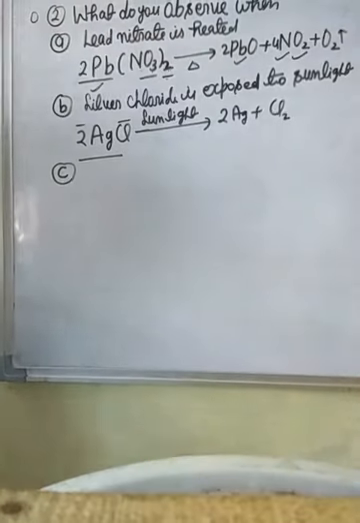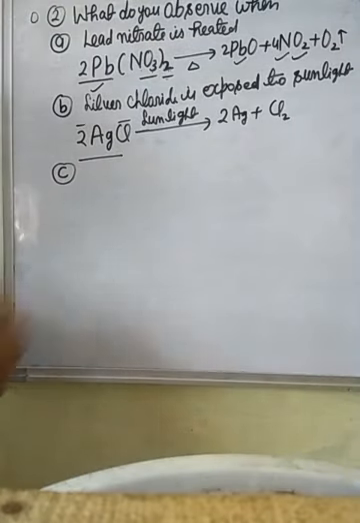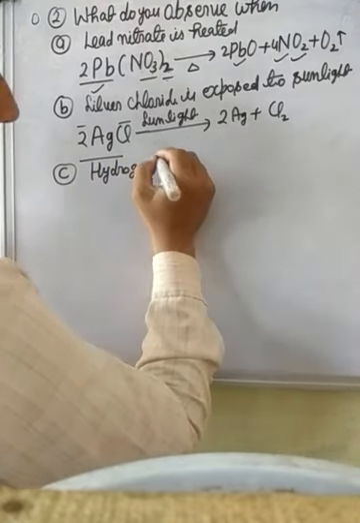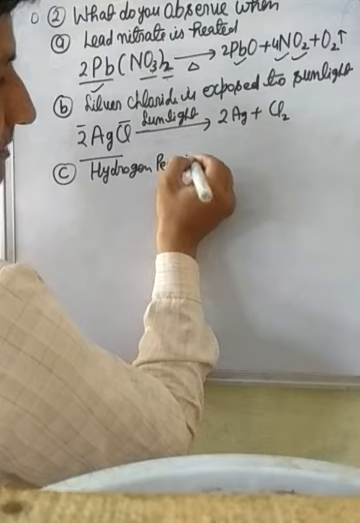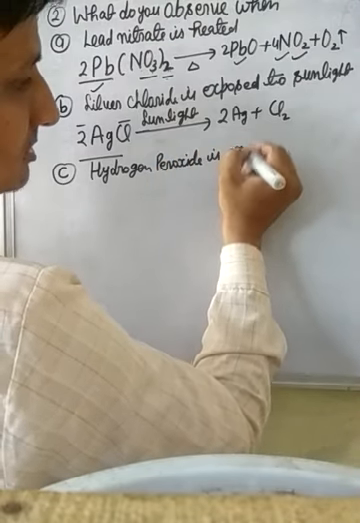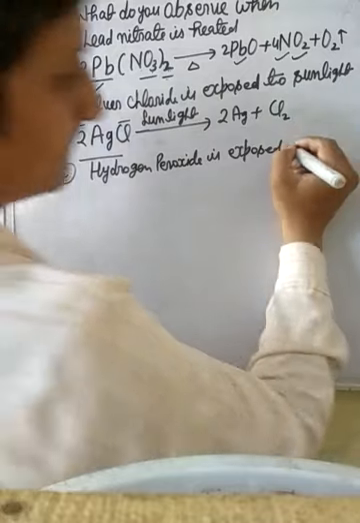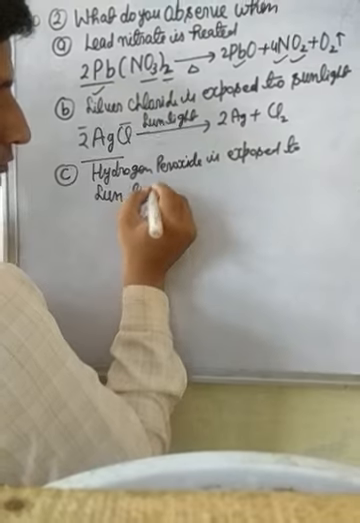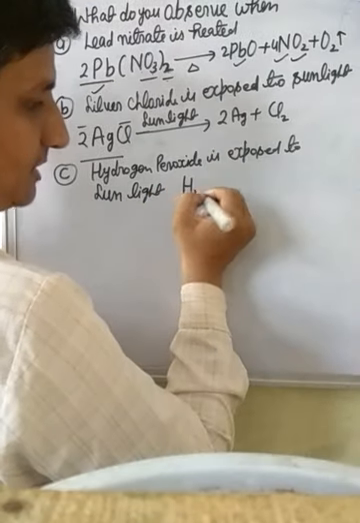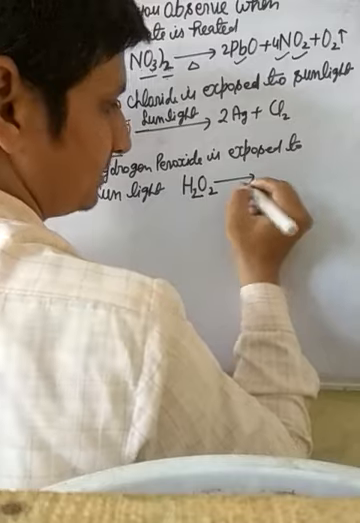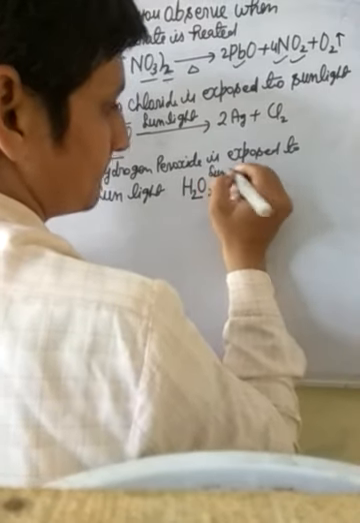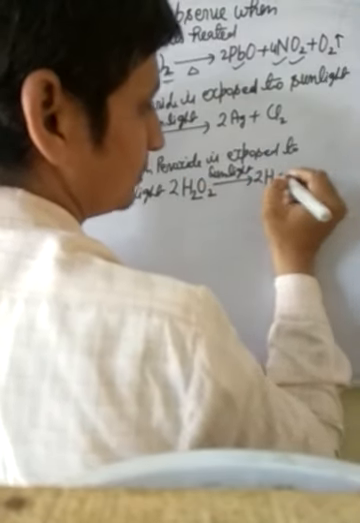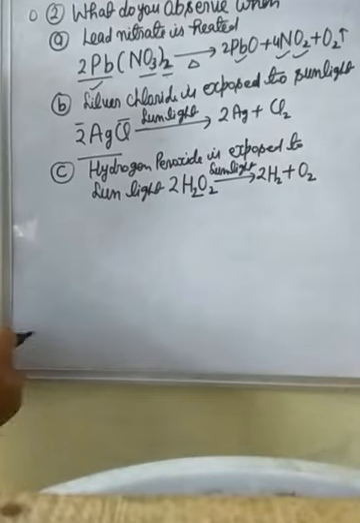And C part of the question is hydrogen peroxide is exposed to sunlight. When we put hydrogen peroxide, H2O2, in sunlight, then we get 2H2O plus O2.